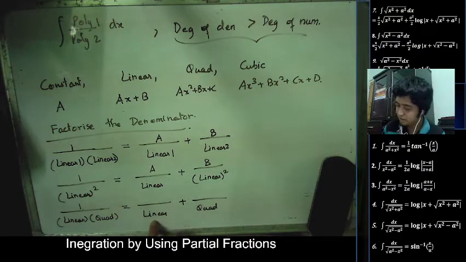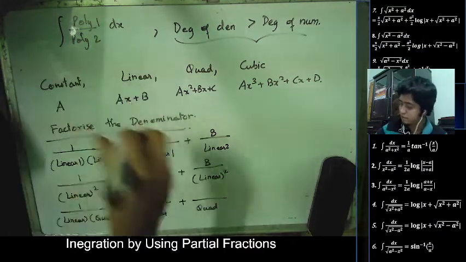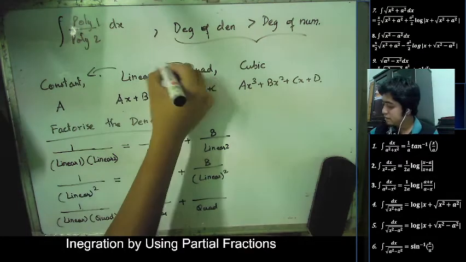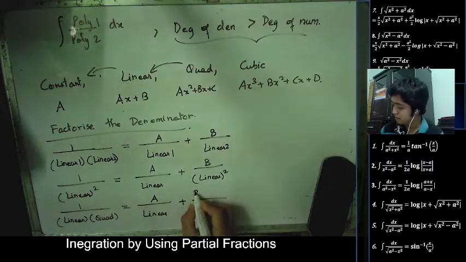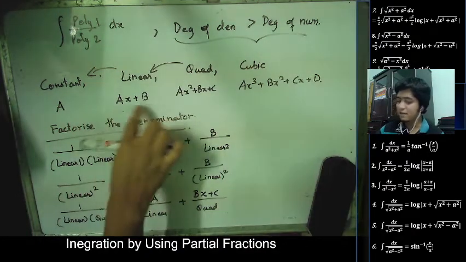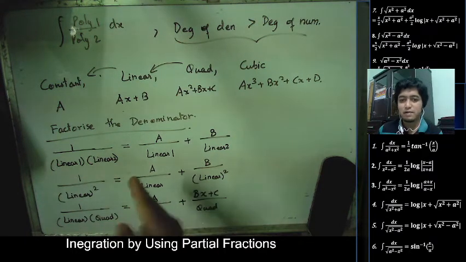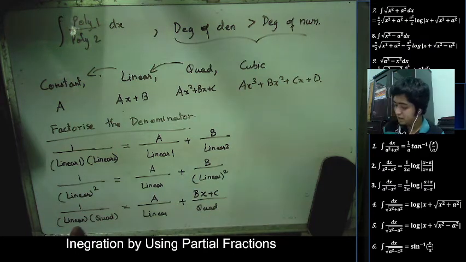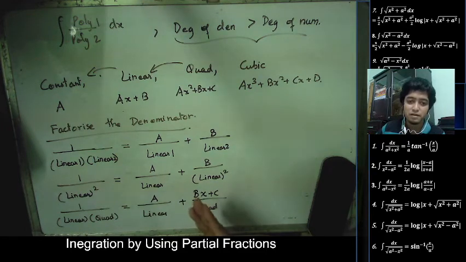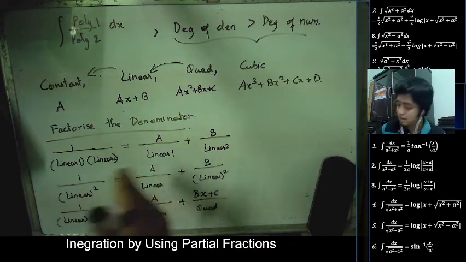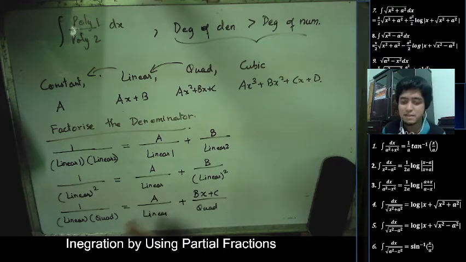The linear drops down to a constant, so I'll write A. Quadratic drops down to a linear, so it will be bx plus c. Again, I cannot use ax plus b anymore because I've already used the symbol A. So this is the technique. Similarly, if we have linear square and quadratic, then we can do this and then use the quadratic. It's all based on the factors of the denominator. Once you know the factors of the denominator, you can easily do partial fractions.